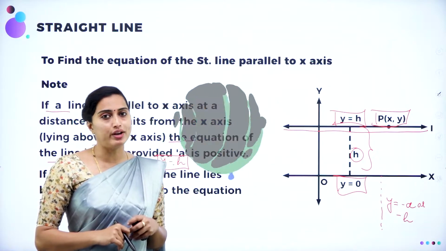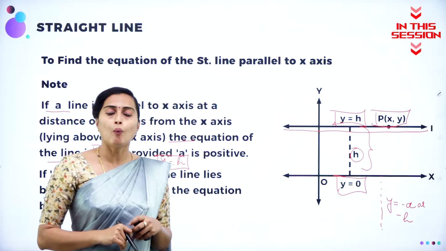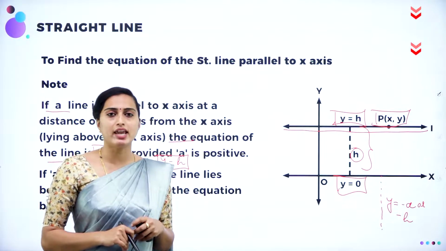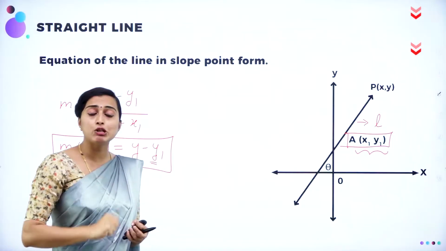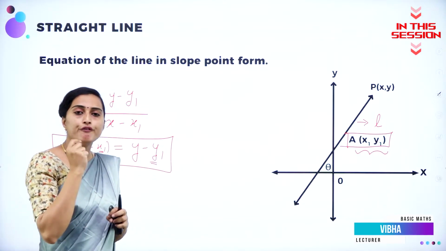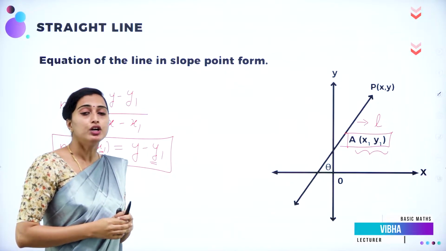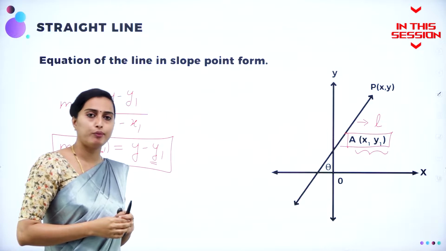Which is above the origin. If it is below the origin, then you are going to have it as y is equal to minus h or minus a. What is the slope point form? It is given by m into x minus x1 is equal to y minus y1.